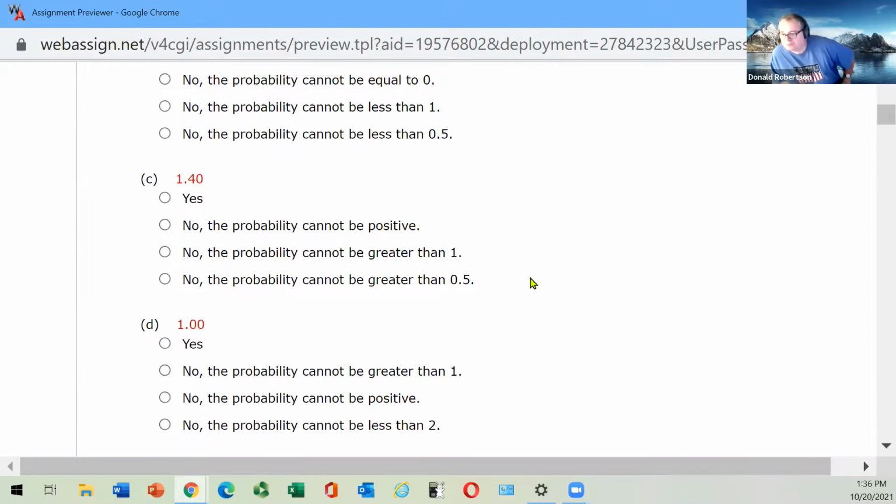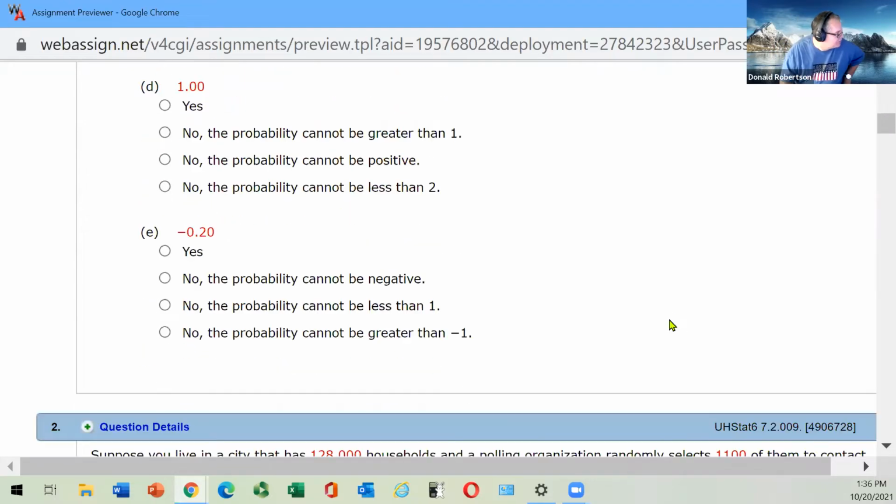Is 1.4 a probability? And now you have to choose which of the three no's is the reason why 1.4 is no good. Barbara's pointing at that one. Is that right? The probability cannot be greater than 1. Is that the one you meant? Good, because that's the right answer.